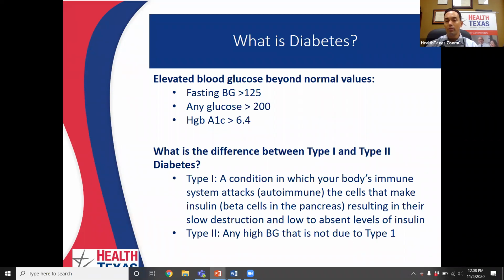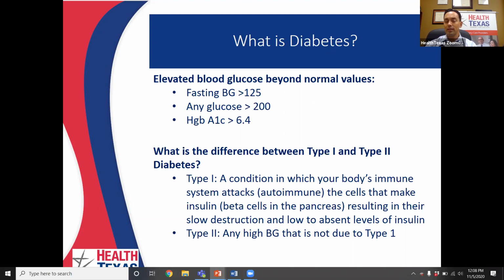The next comment that we often think about is, okay, now that we've defined what elevated blood sugar is, what is the difference between type 1 and type 2 diabetes? This is also a question that a lot of people get a little bit confused on. So I'm going to hopefully try to answer this for you moving forward. First, let's define type 1 diabetes, because if we understand type 1, anything that is not type 1 falls into the category of type 2.